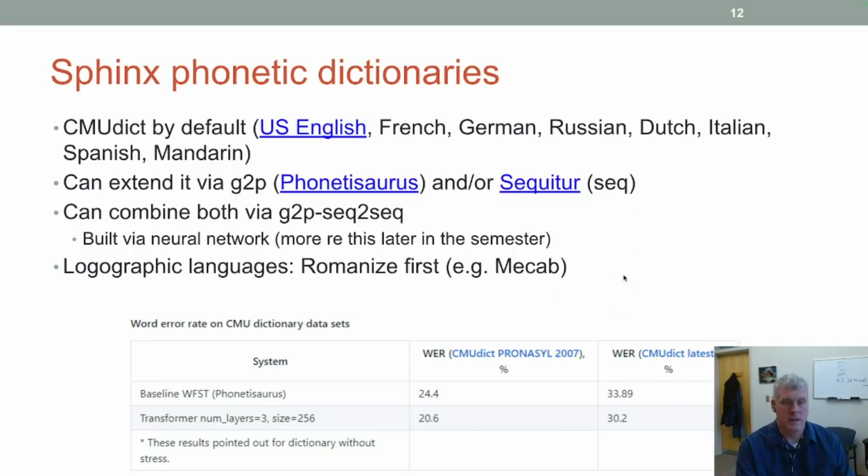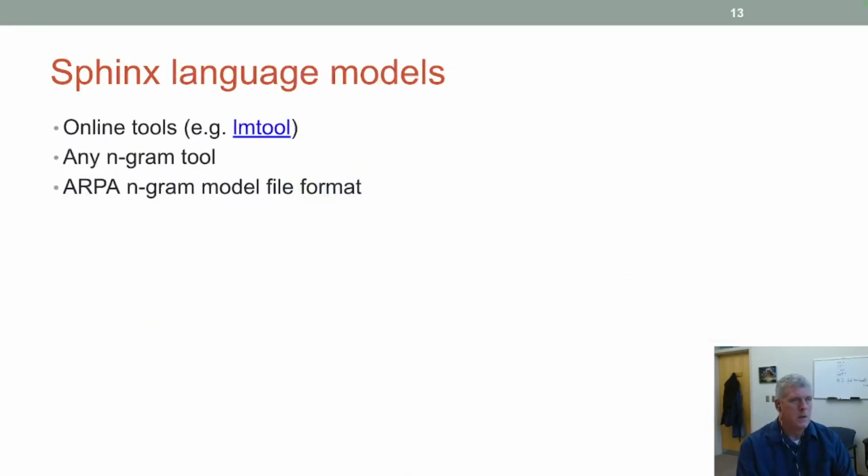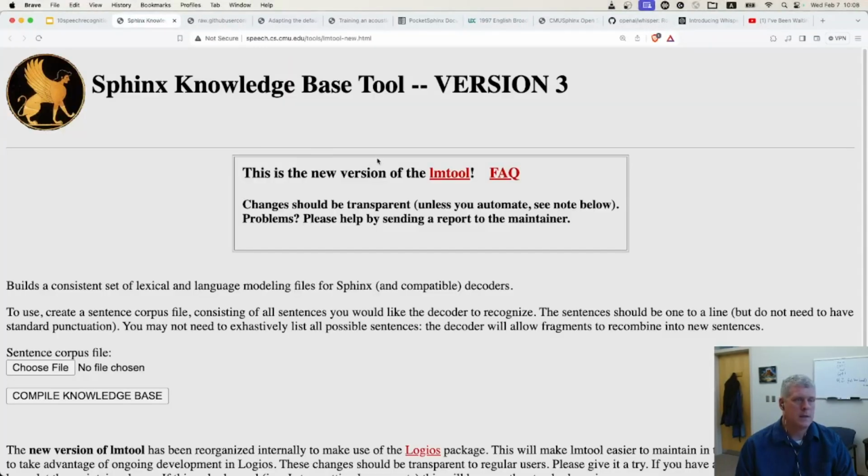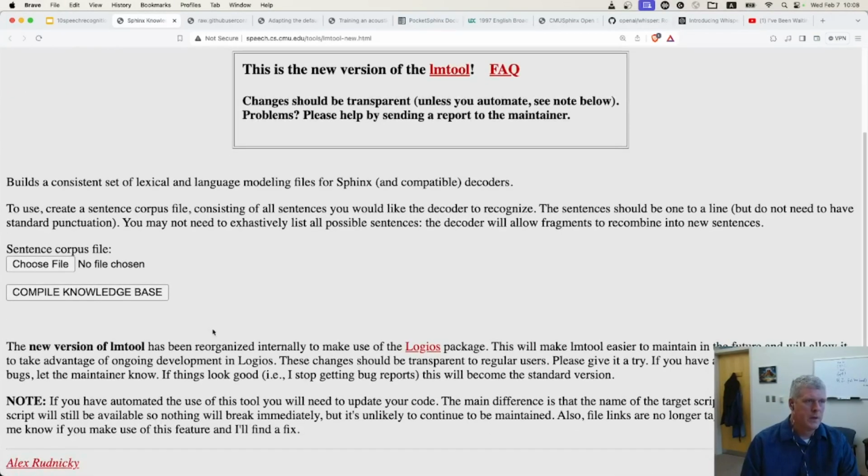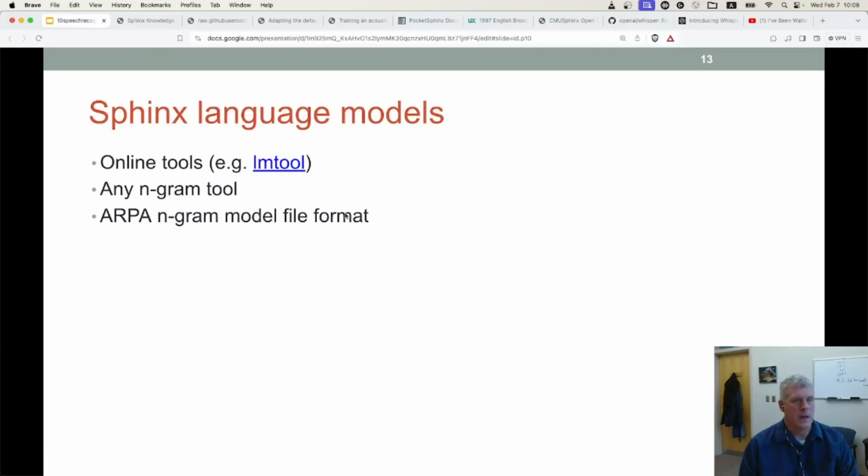That's a point. That's part of the process. Good. Here are some language models they have. Let's take a look at this. Sphinx Knowledge Base Tool. This is the new version of the LM tool. Cool. Anyway, I'll let you look at that if you like.